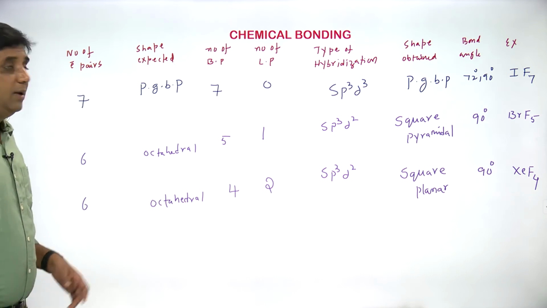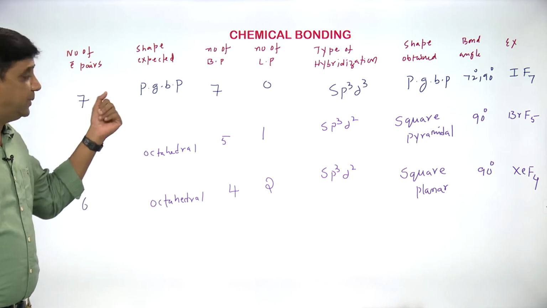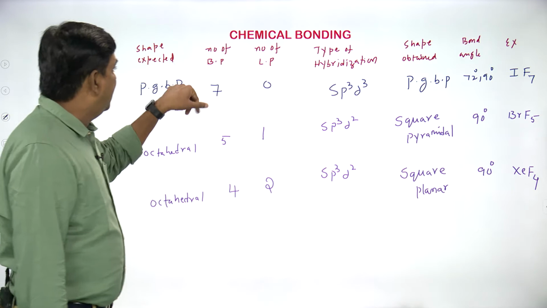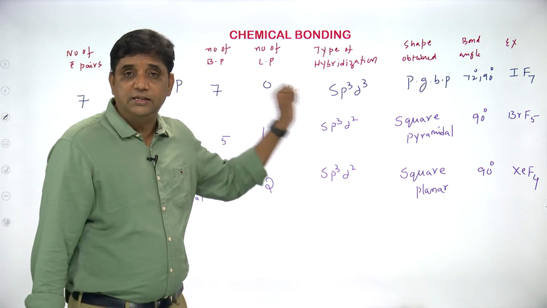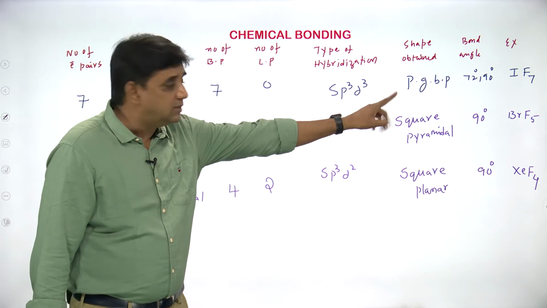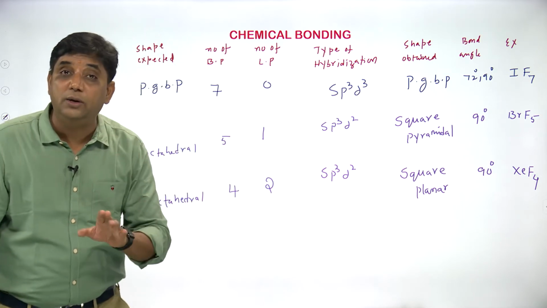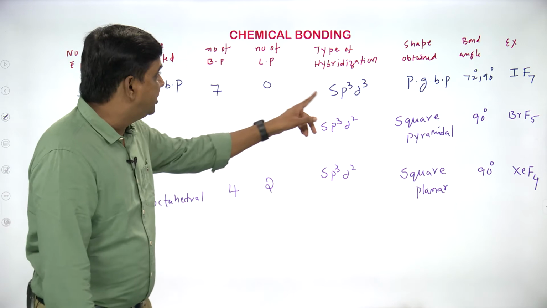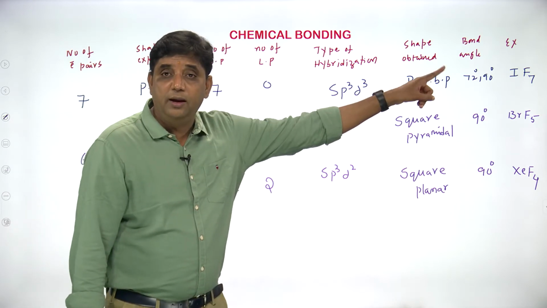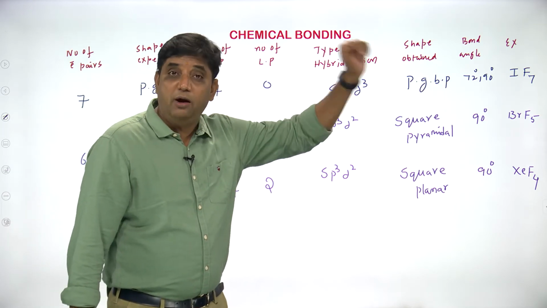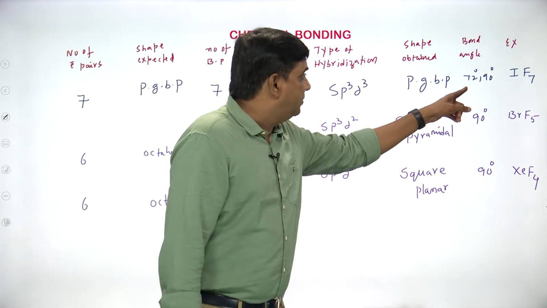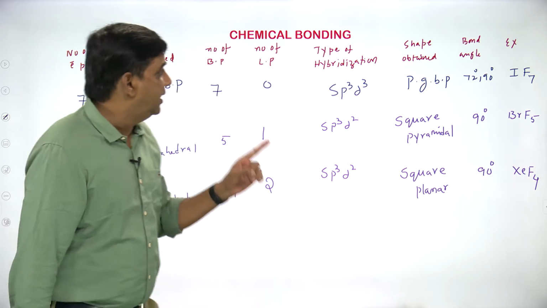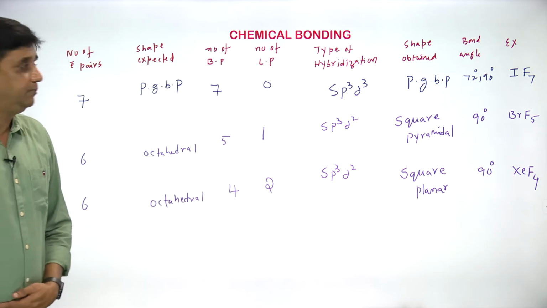So, as the number of electron pairs is 7, the shape expected is pentagonal bipyramid, the number of bond pairs is 7, the number of lone pairs is 0, and hybridization is sp3d3. As the central atom contains only bond pairs of electrons, the shape would be pentagonal bipyramid only. And the bond angle, we have already seen in the valence shell electron pair repulsion theory. The bond angle will be 72 degrees and 90 degrees, and the example is IF7.